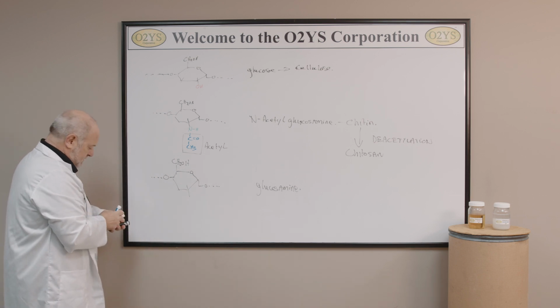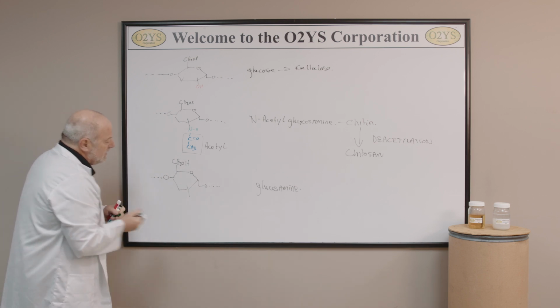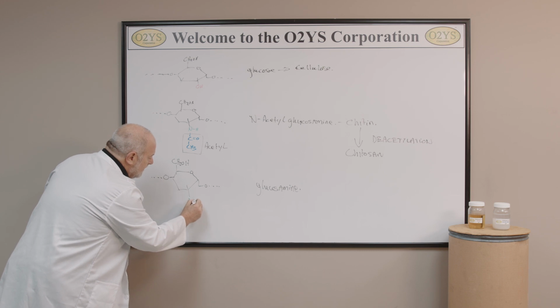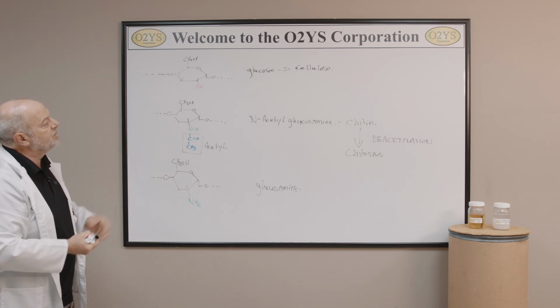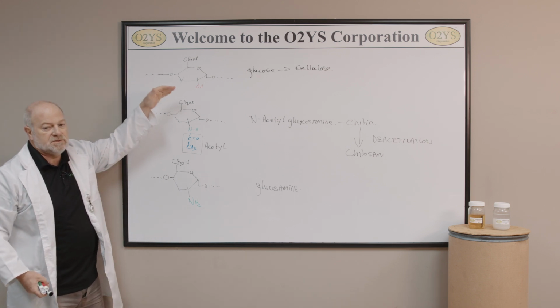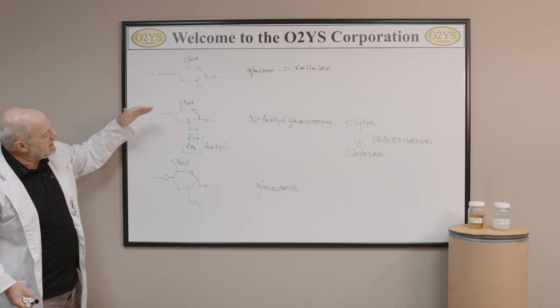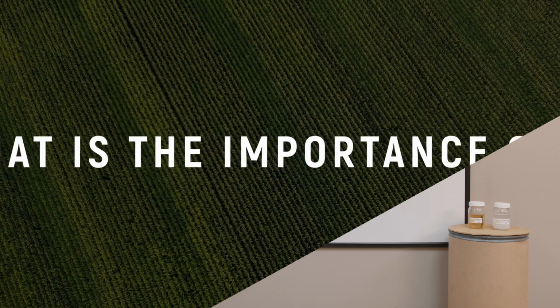And down here, let me get my right color, we have that. So this is the basic chemical difference between the structures of cellulose, chitin, and chitosan.